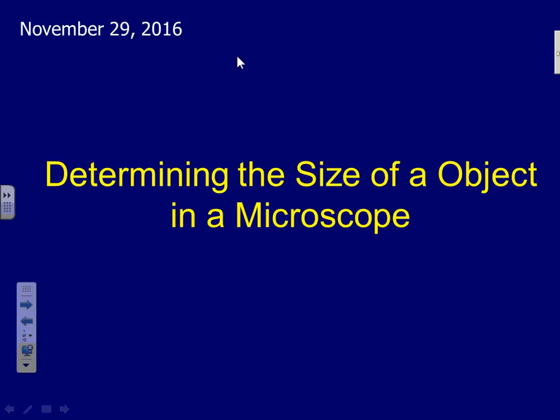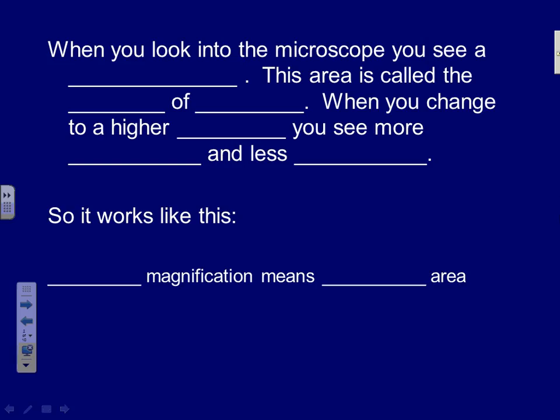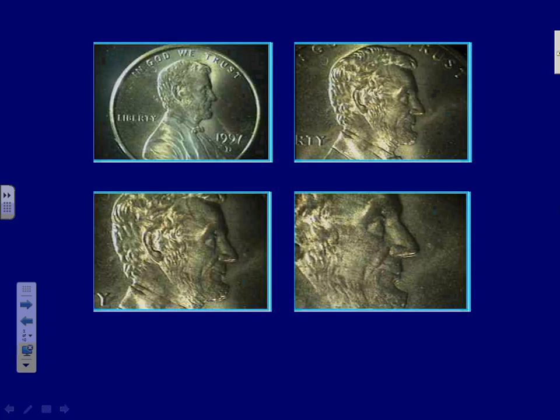Okay, determining the size of an object on a microscope. Now, before I fill in these blanks, let's take a look right here. These are some microscope images that I just took from online somewhere. Obviously, it's an American penny. And you can tell just by looking at this which one of these things is a low power view.